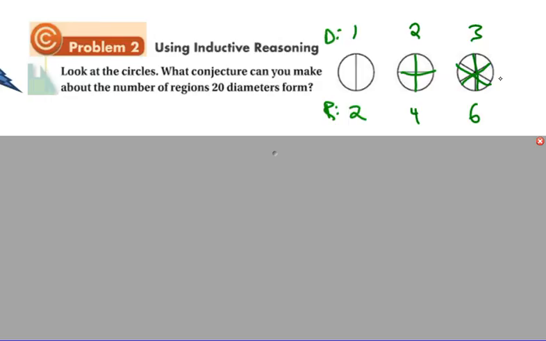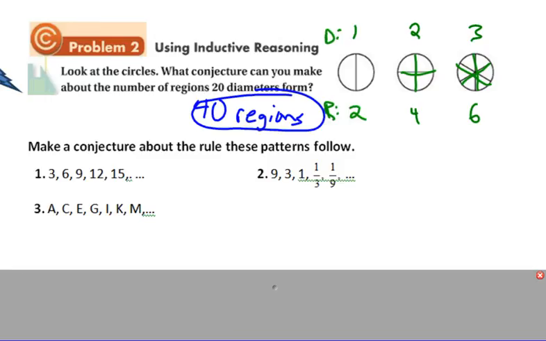Well, if you look at the patterns, it looks to me like depending on how many diameters you have, it gives you twice as many regions. And that makes sense, right? Because a diameter cuts something in half, so it makes something go into 2 parts. So my guess, my conjecture, would be 40 regions. And that's using inductive reasoning. I'm looking at patterns and I'm making a conclusion. I'm making a conjecture.